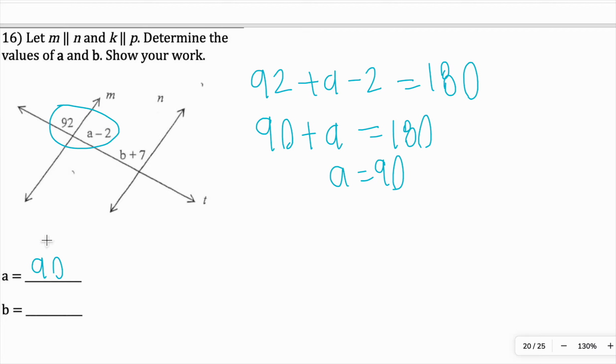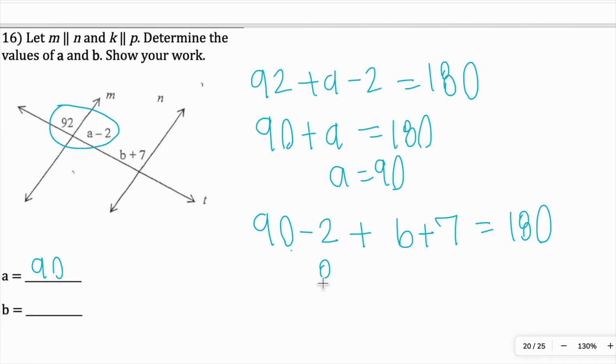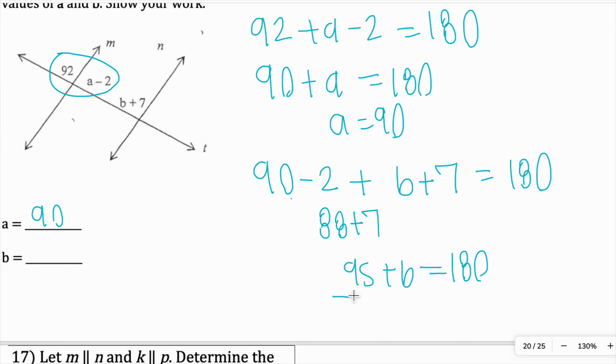Now that I know that A is equal to 90, I'm going to use some substitution and say 90 minus 2 plus B plus 7 is equal to 180. So again, I'm just filling that in there. Then I'm going to combine like terms. 90 minus 2 is 88, but 88 plus 7 is going to give me 95. So 95 plus B is equal to 180. So when I subtract 95 from both sides, I'm going to get B is equal to 85.